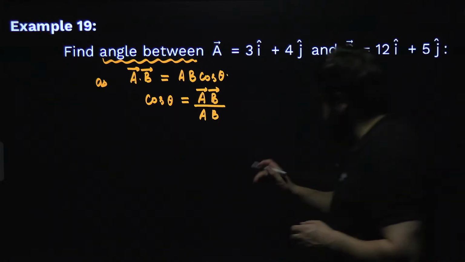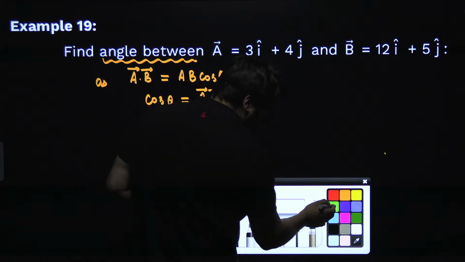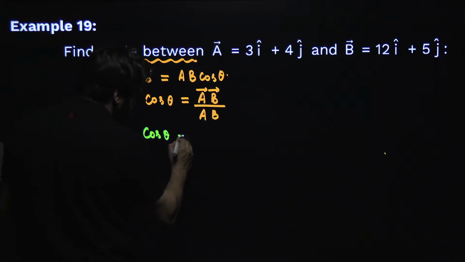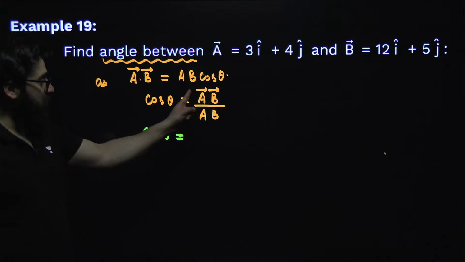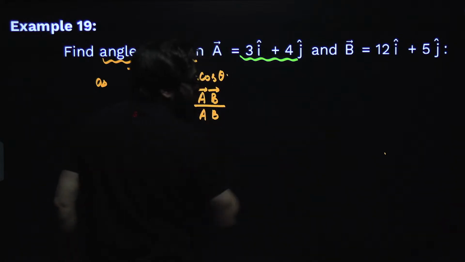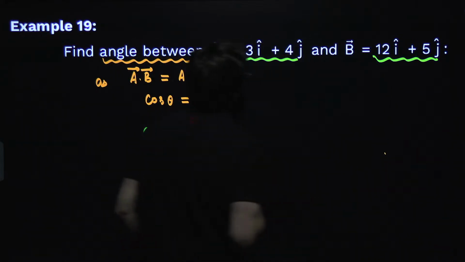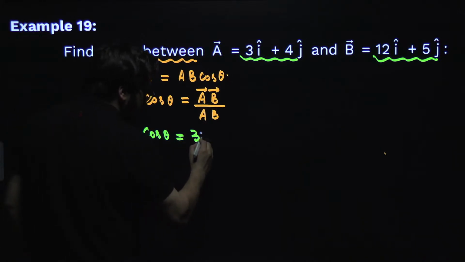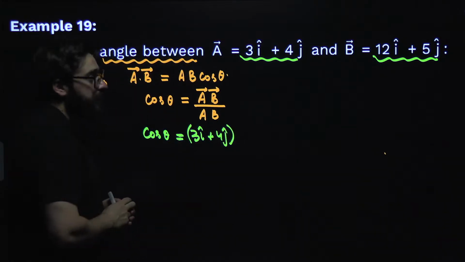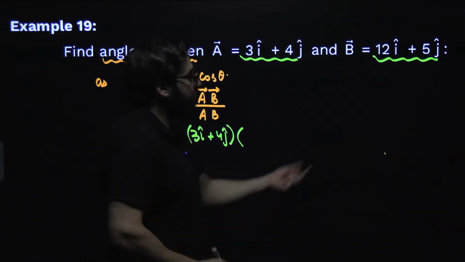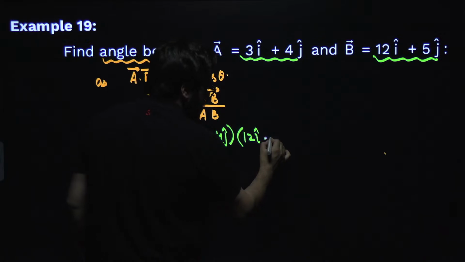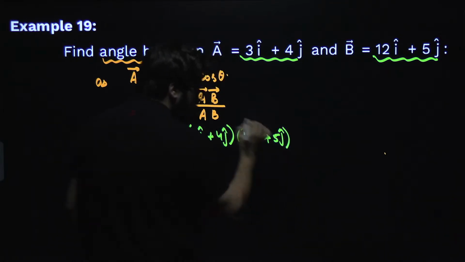Now guys, in this particular case, we have to find the angle between the two vectors. So I can write over here, cos theta is equal to A vector dot B vector. We know A vector is given as this much, and B vector is given as this much. So instead of A, I can write 3i cap plus 4j cap, and the B vector over here is 12i cap plus 5j cap.